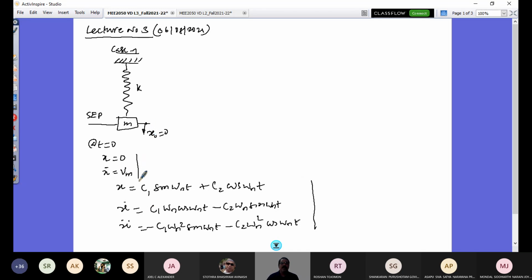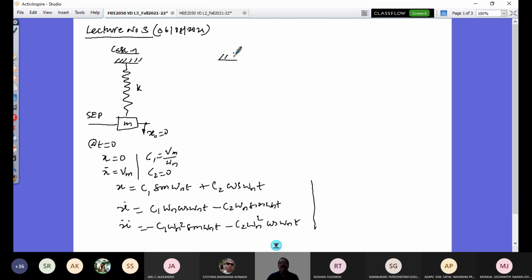So if this is so, I can find the constants C1 and C2 with these initial conditions. If I substitute x equal to 0 in this equation at t equal to 0, I have C2 equal to 0. And in the second equation, if I put Vm and t equal to 0, I have C1 equals Vm by omega n, right? So this is one case. I can have its simple harmonic motion like this.